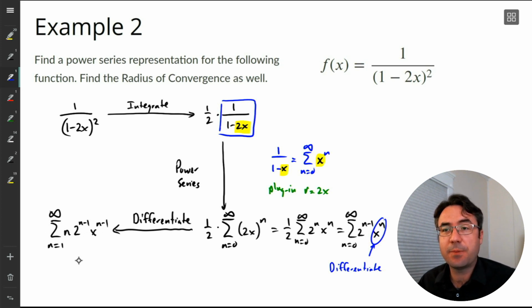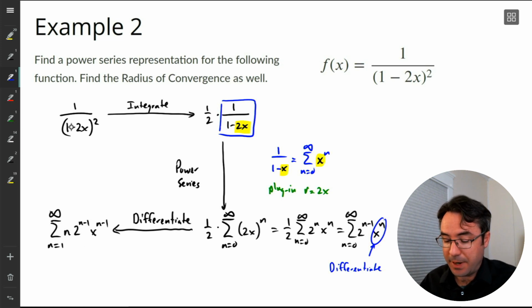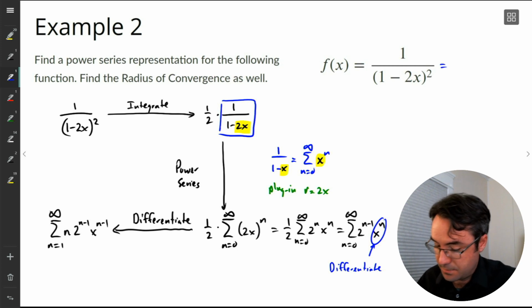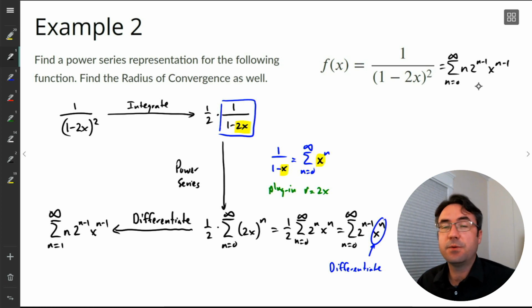All right, so here's our power series representation. So this is pretty good. We're able to find a power series representation for this function. Now, we also want to find the radius of convergence. So what would the radius of convergence be?